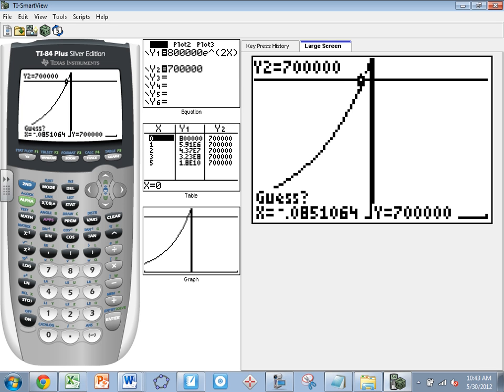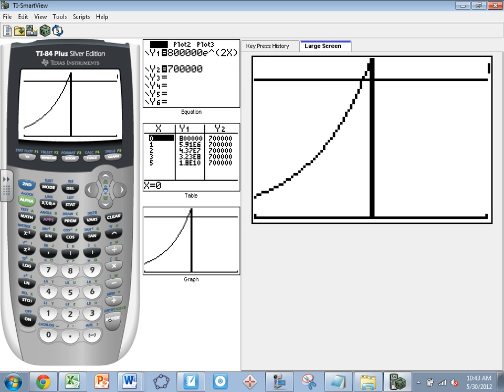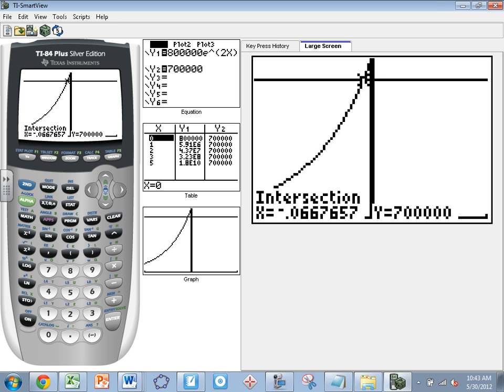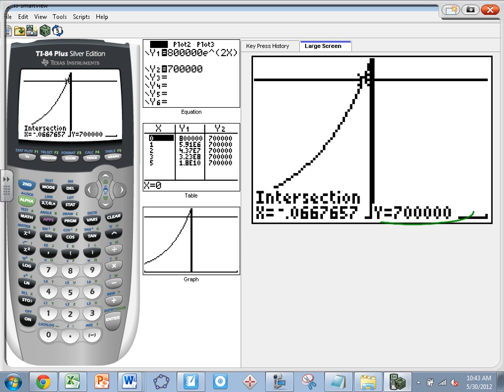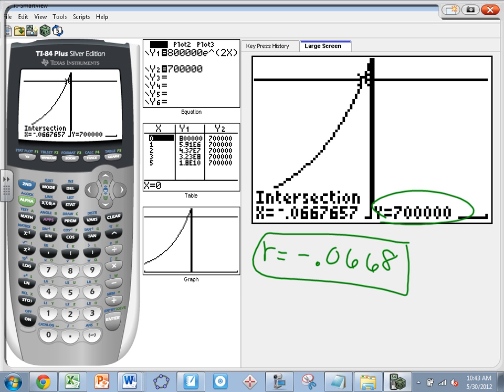And then it says guess. Just hit enter one last time. And you'll see the exact value of the intersection. And take a look. That makes sense because it's 700,000. It needs to be. That was our second function. So for R, let's write R equals negative 0.0668. Just around. Okay? That's the rate. So we haven't even done part A or B yet. All we've done is solve for the rate so far.